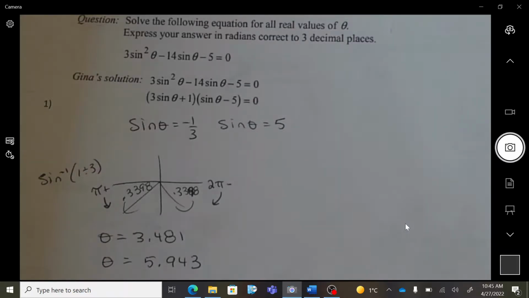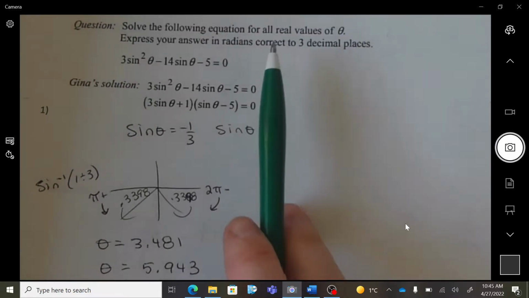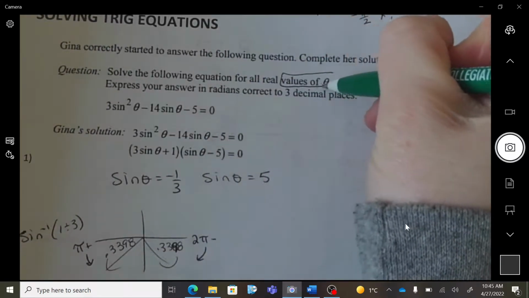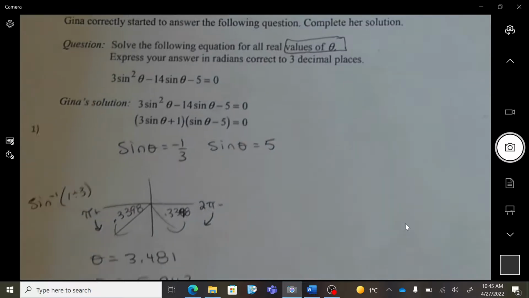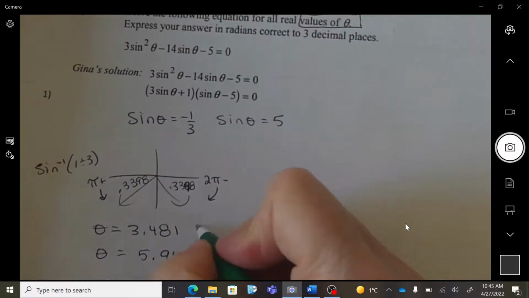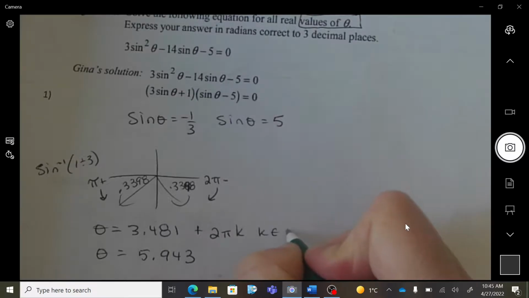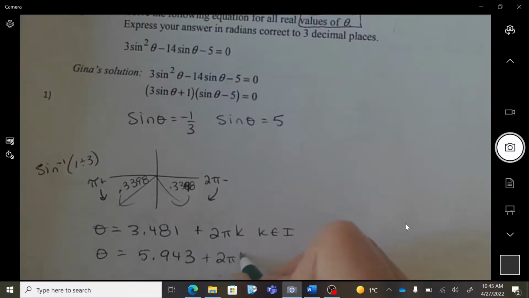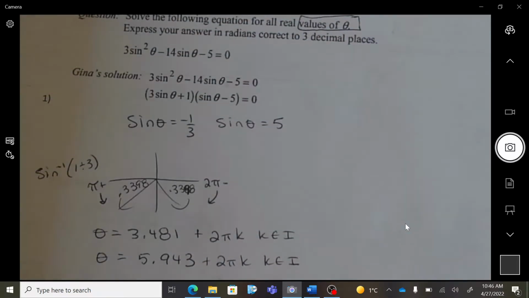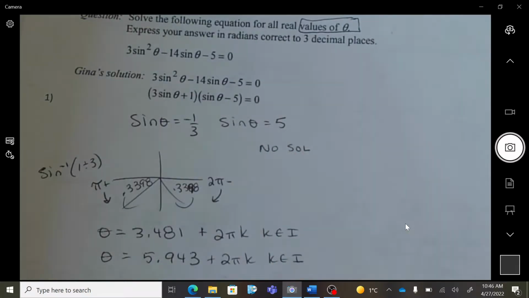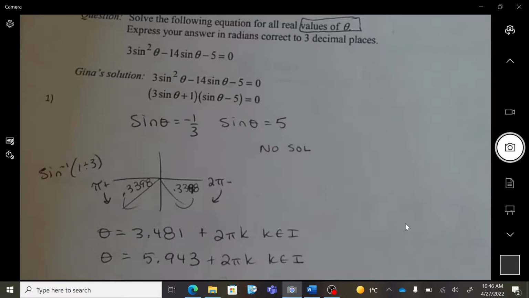Okay, because she was asked to find all real values, then I'm going to have to say this or any revolution of it. Okay, on this, there's no solution because sine can't go above 1. And if you want to type that in, you're going to get an error.